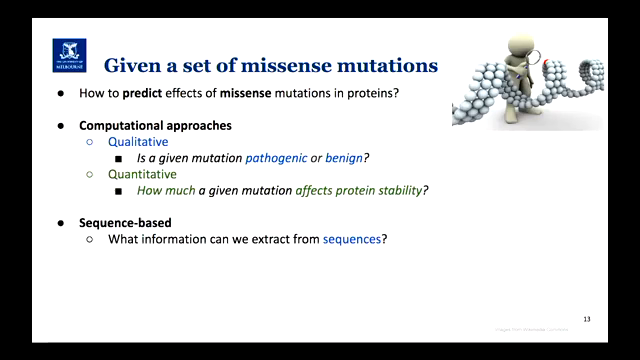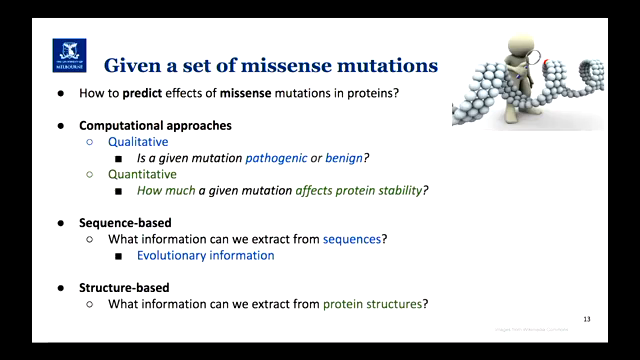For instance, you could use evolutionary information, right? Proteins evolve to have a very specific sequence and structure. If you change something that is extremely important for function, it's likely to affect function. And one way to access evolutionary information is via conservation. And you can also have structure-based approaches.